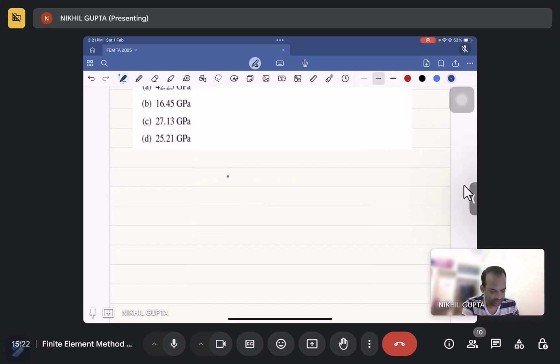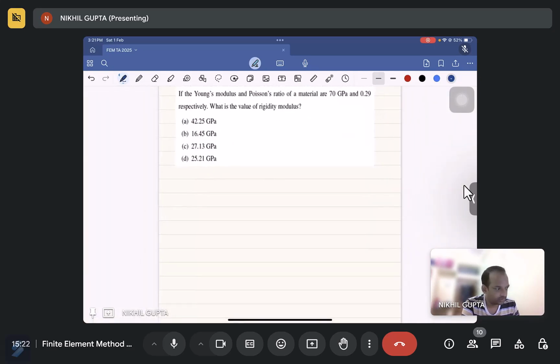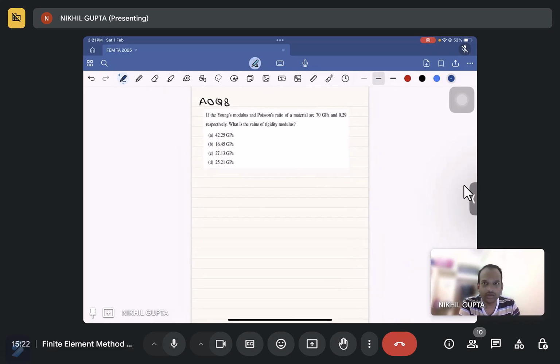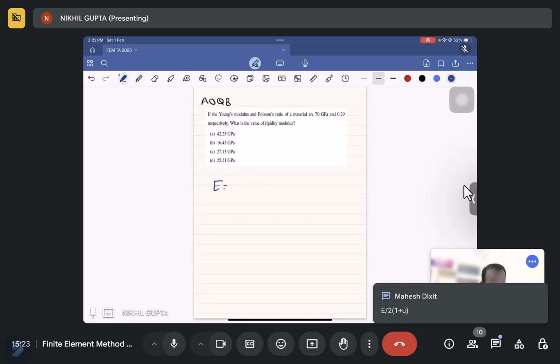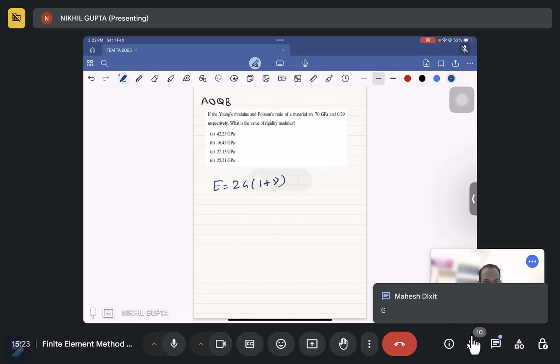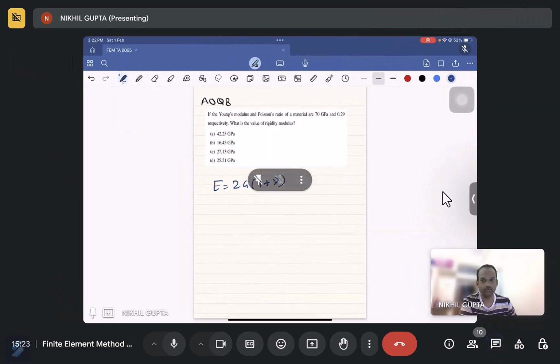G is proportional to Y cube? No. Young's modulus to the power of nu? No, this is not the formula. Do you remember this formula? E is equal to 2G times 1 plus nu. So this is the formula you have to use.